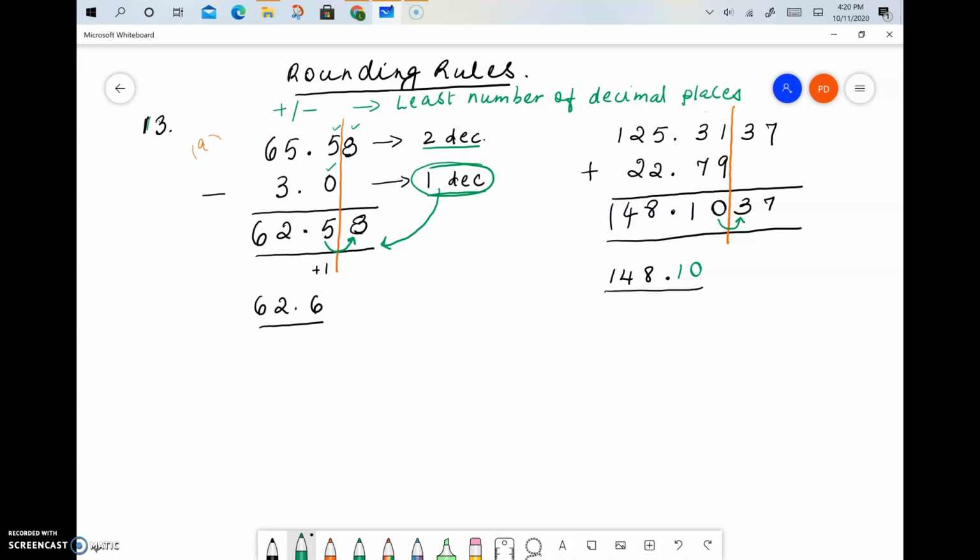So 62.58 has to be rounded so it has 1 decimal place value, which means we round it to the 10th place. So we look 1 place value to the right, that's an 8, so that makes us round up. So the final answer is 62.6.